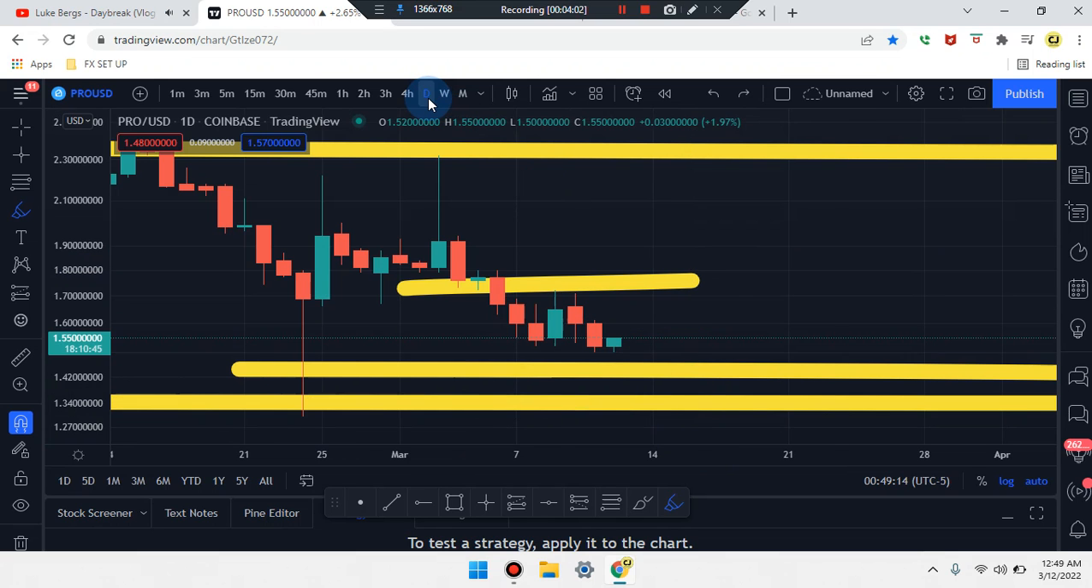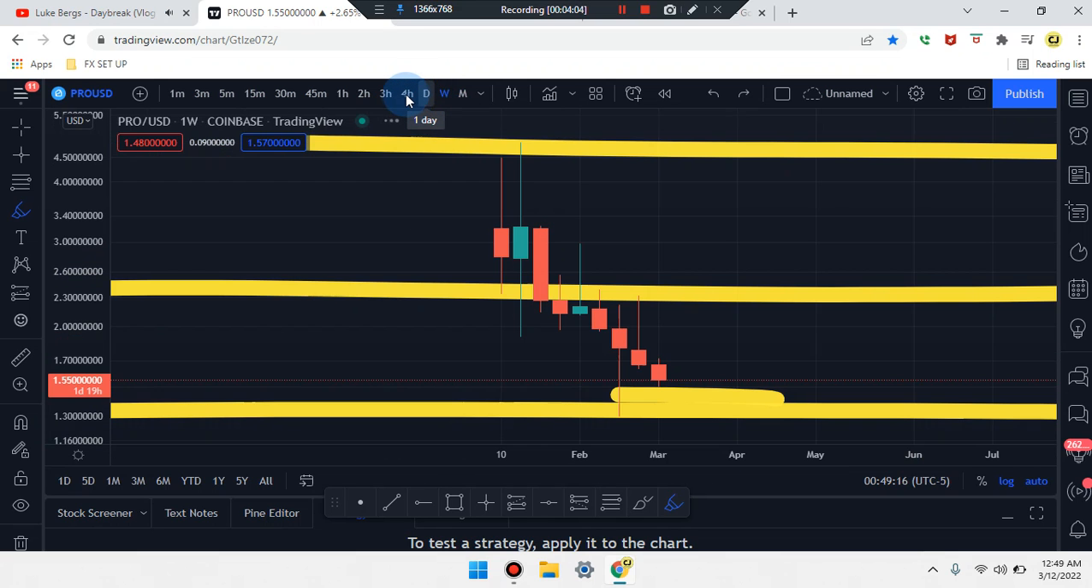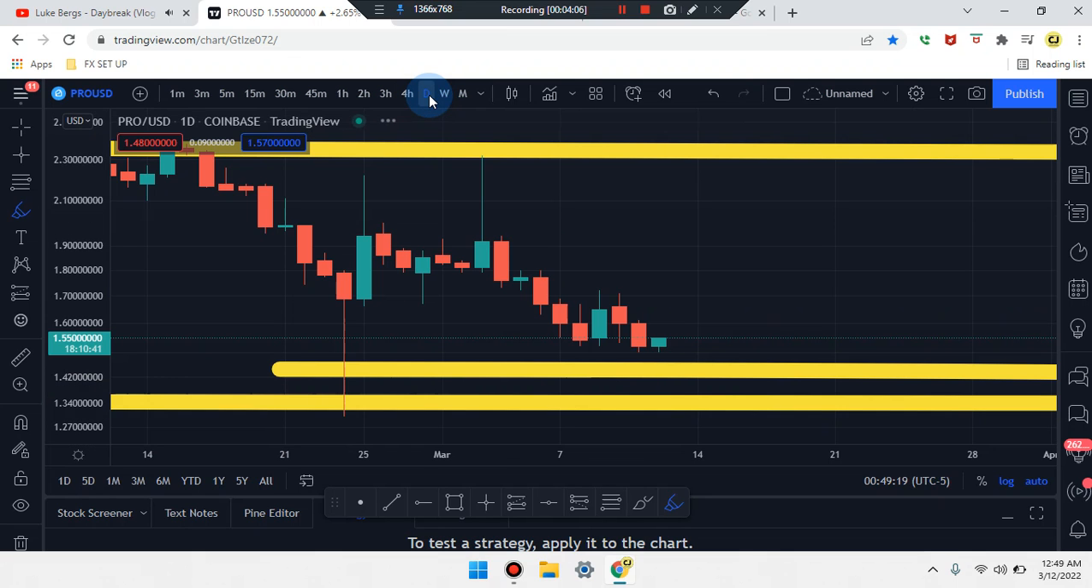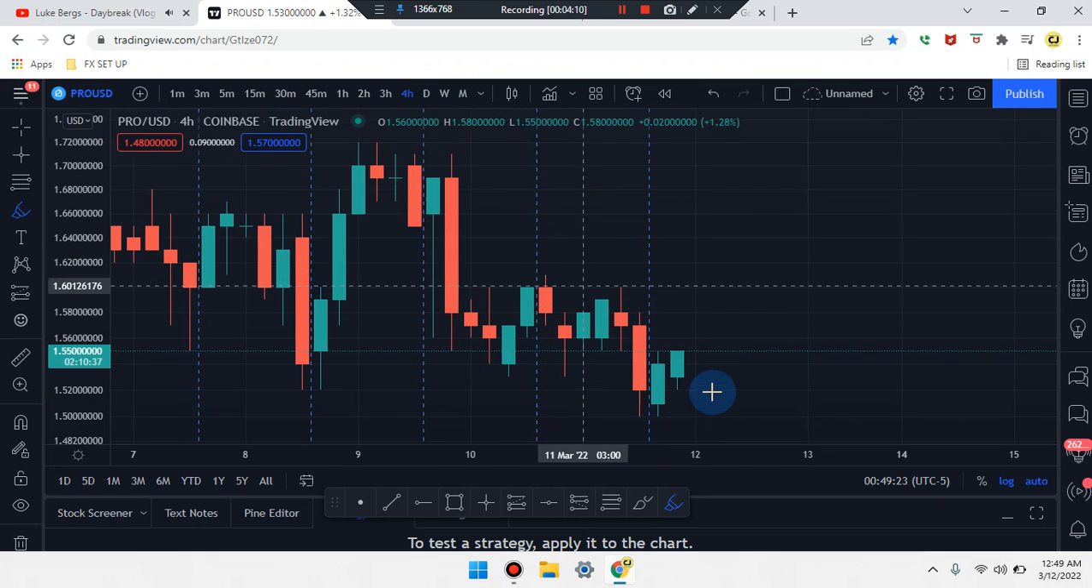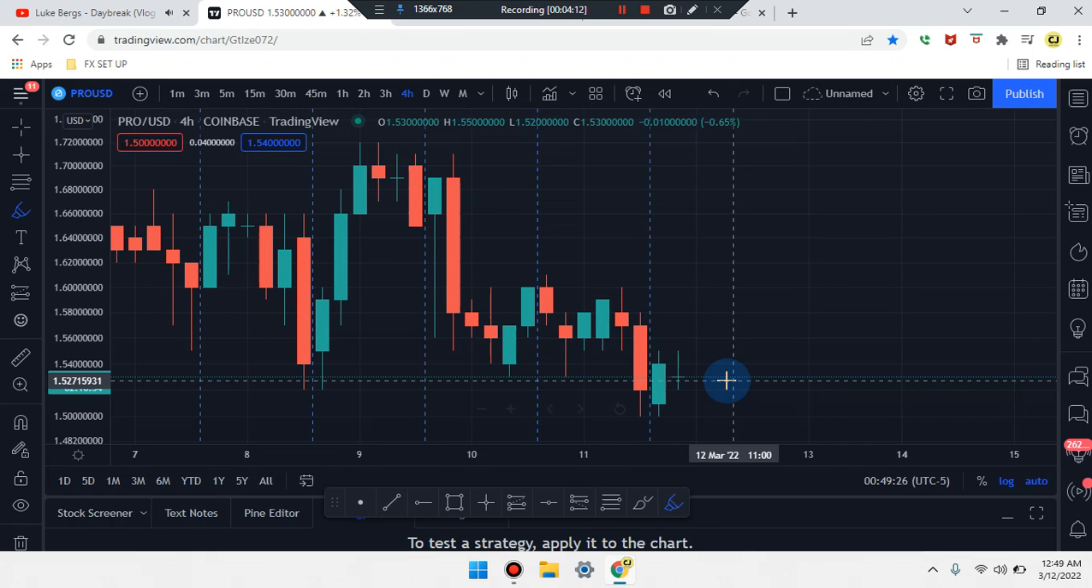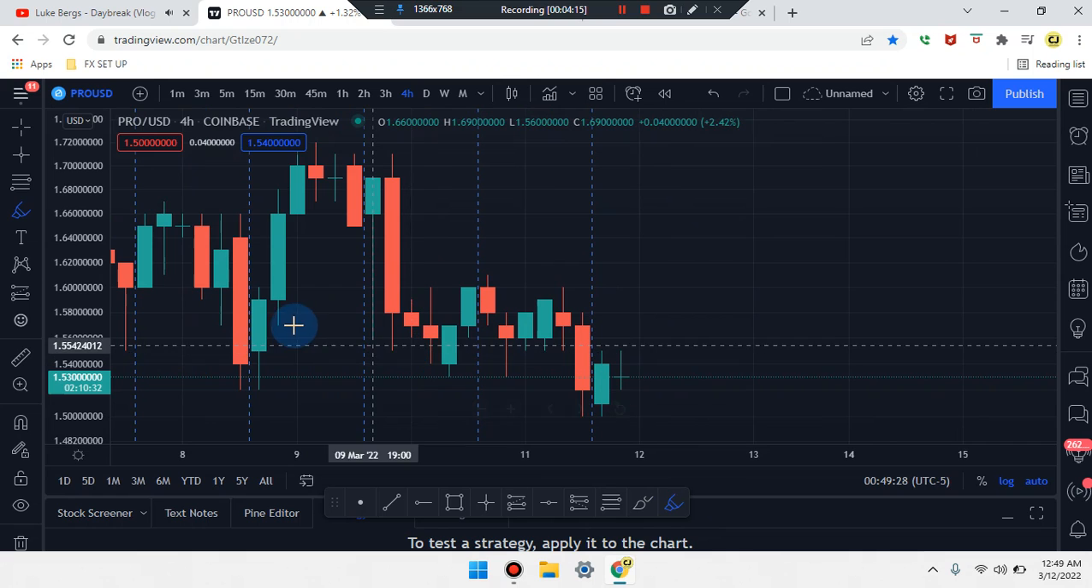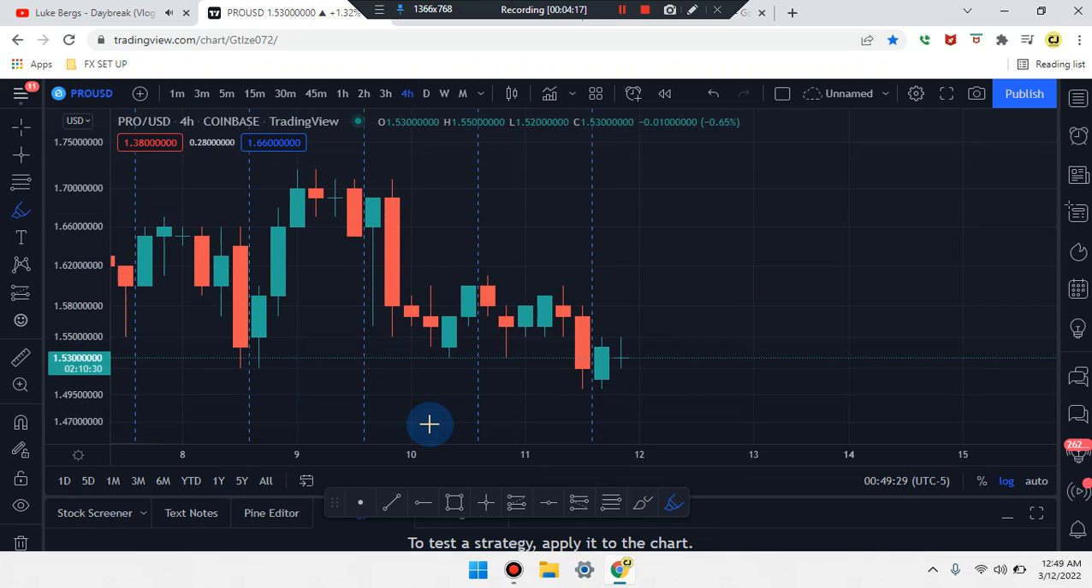Headed down to daily. Let's clear some of this off. Headed down to the 4-hour time frame. So price action on the 4 is trying to create some, just turned to a doji. So we don't know if that market's going to try to push up or it's going to get rejected.